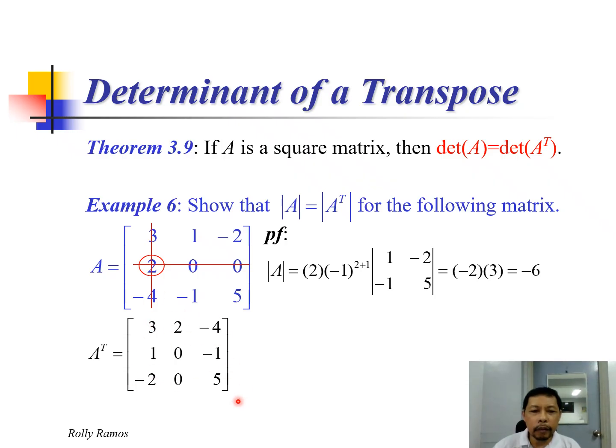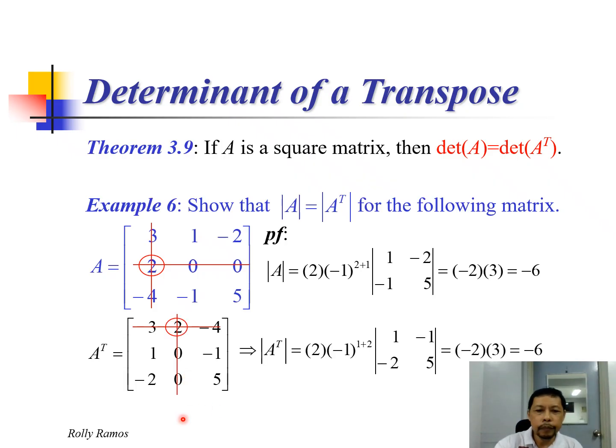Finding the determinant by expanding about the second column will give us negative 6. So we have shown that the determinant of A is equal to the determinant of its transpose, which proves this theorem. Okay. So thus the determinant of A is equal to the determinant of A transpose.